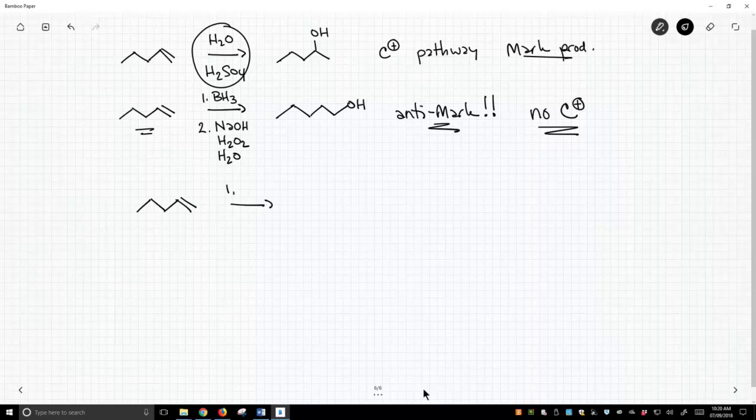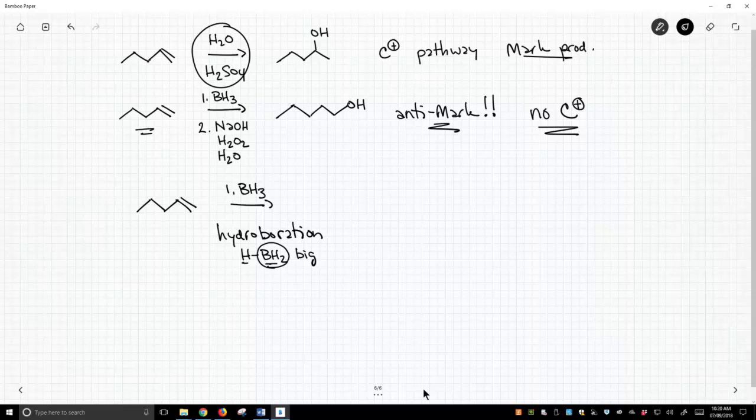The first step is to react this molecule with BH3. This is called a hydroboration. In the hydroboration, we're going to add H to one side of the alkene and BH2 to the other. And as it turns out, when you look at this molecule, H and BH2, this is kind of the big end.